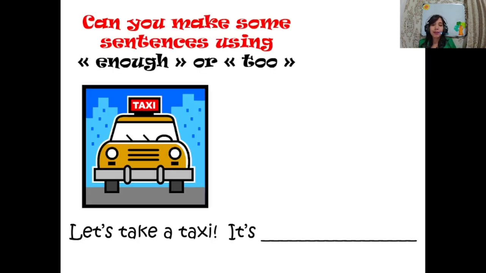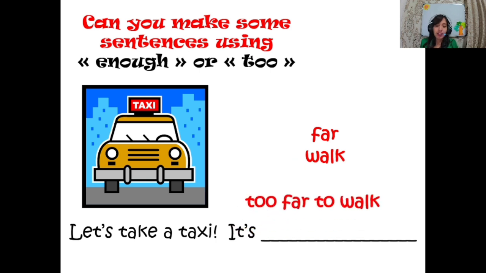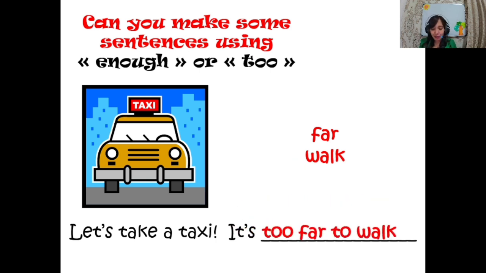Now, my dear, let's make some sentences using enough or too. We have got the necessary words, but we have to put the words into the correct place, okay? For example, far and walk. We can use these words. Let's take a taxi. It is too far to walk. Now let's check. Yes, it is correct.